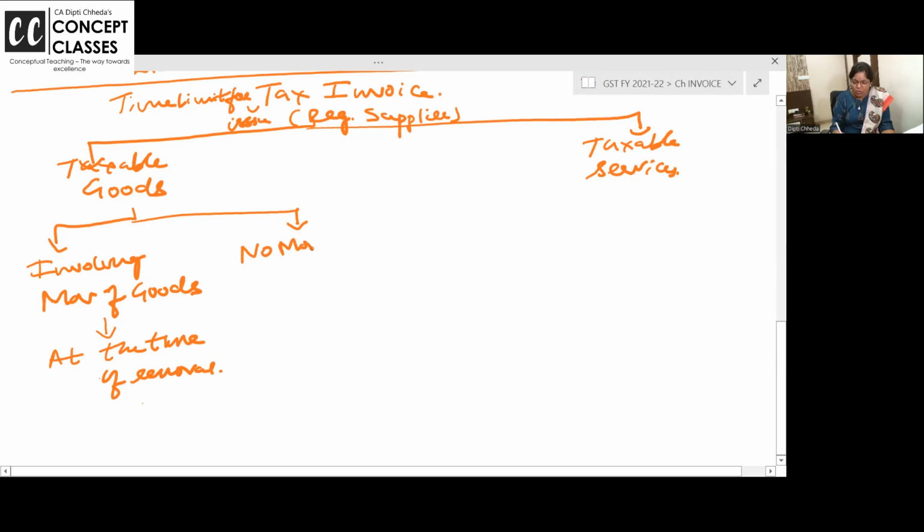Second is no movement of goods. No movement of goods means I'm not going to supply the goods to the recipient. I'm selling in Hyderabad, and if you want, come to our godown and take them. So I am not removing the goods. When you come to my godown, there is no movement of goods. I am giving the goods only at my godown. But am I delivering the goods to you or making them available to you? Then the invoice should be issued at the time of delivery. Are you all with me?